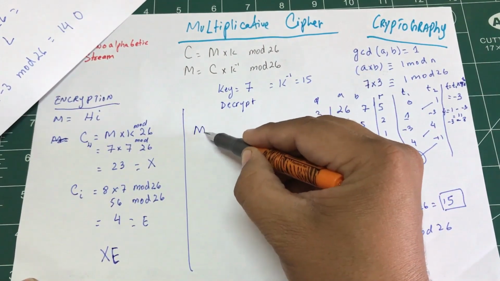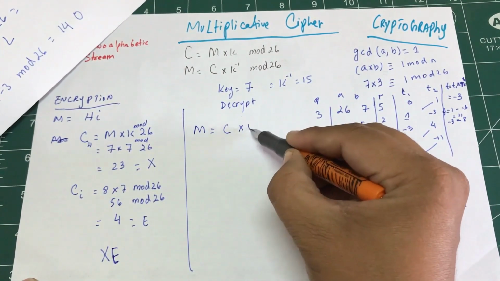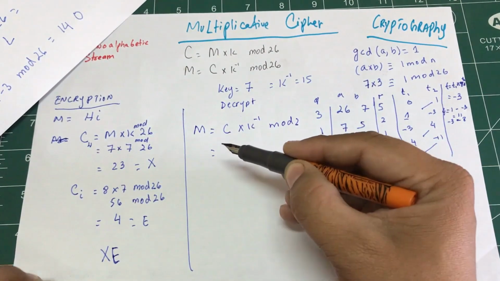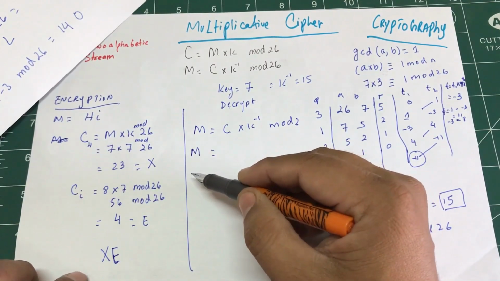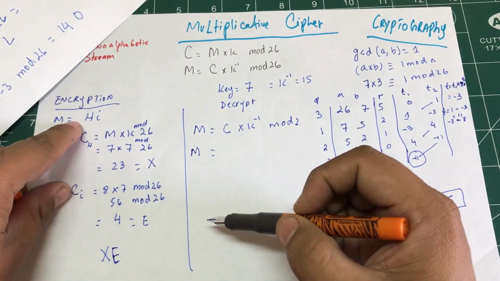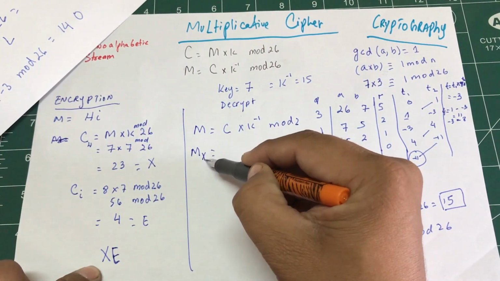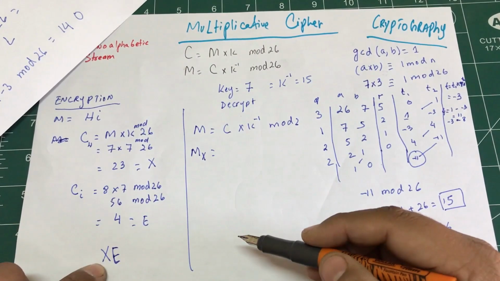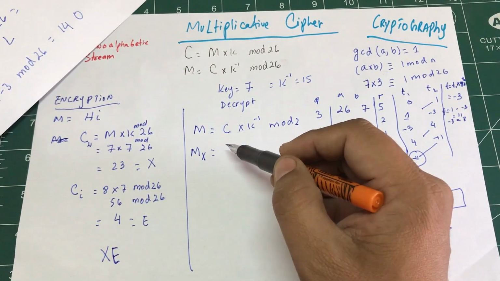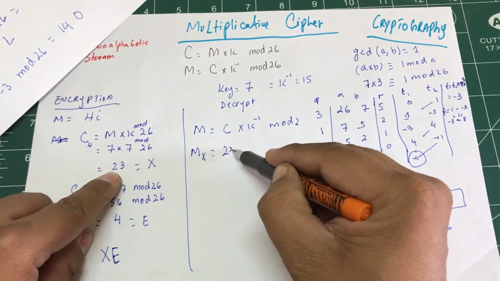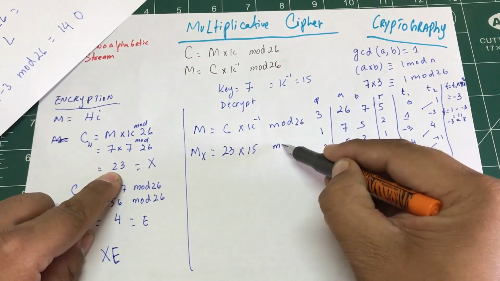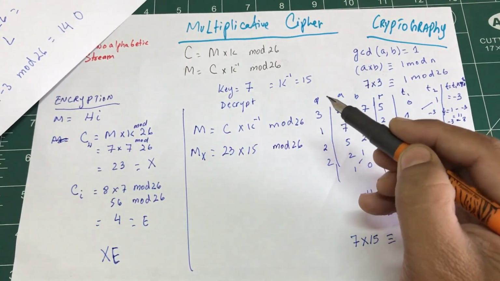All right, so let's quickly decrypt this. For decryption, the message is equal to C times K inverse mod 26. So I want to get my message back. It's going to be X that I want to decrypt. My ciphertext is X. X is a value of 23. The key inverse is actually 15, mod 26. All right, so let's quickly do it.